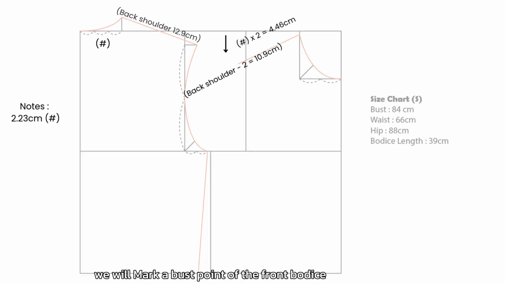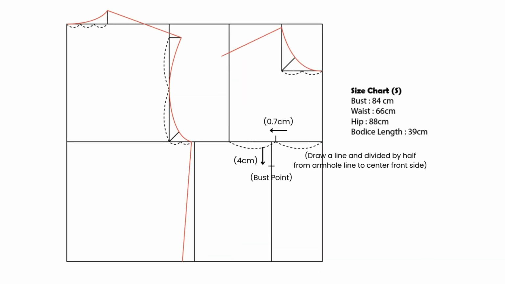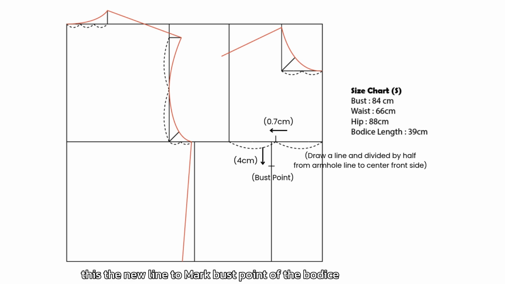Next part, we will mark the bust point of the front bodice. First, draw a line and divide it by half from the width of the center front side to the armhole width part. After that, from the bust center line, shift left 0.7 cm; this is the new line to mark the bust point of the bodice. Then go down another 4 cm to mark the dart or bust point. The bust point is a very important location for dart manipulation to make new patterns.